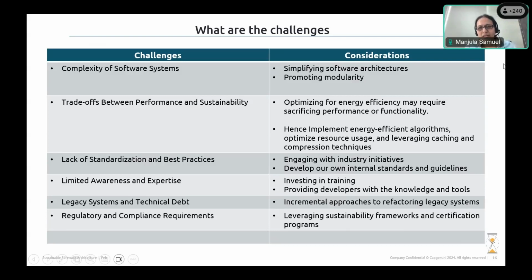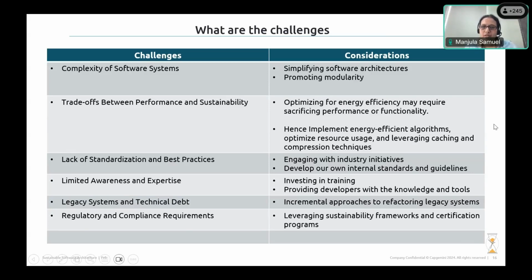Then there are the trade-offs, the challenge of choosing between performance and sustainability. Sometimes when you're optimizing for energy efficiency, it may also require sacrificing your performance or your functionality. So balancing the performance requirements with the sustainability goals requires careful consideration and trade-off analysis. Implementing energy efficient algorithms, optimizing your resource usage, and leveraging caching or, for example, compression techniques can help minimize the impact on performance while maximizing the sustainability benefits.